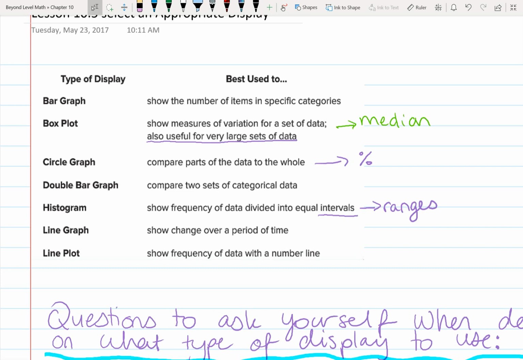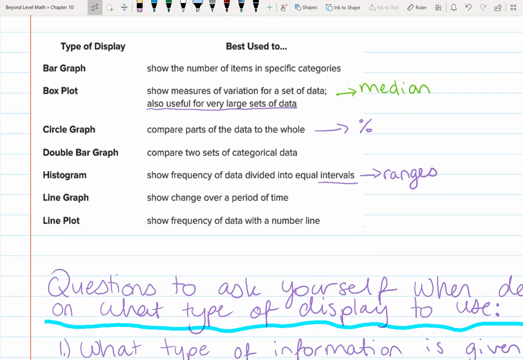Histogram shows frequency of data divided into equal intervals, and when you think intervals, think ranges. So if you have how much money you make for mowing lawns, right? What the possible pay would be. Maybe it's $25 to $29. So if you're in that 20s range, or $30 to $34, or that $35 to $39, or $40 to $45. So that has to do with ranges. And again, I'll show you an example of that.